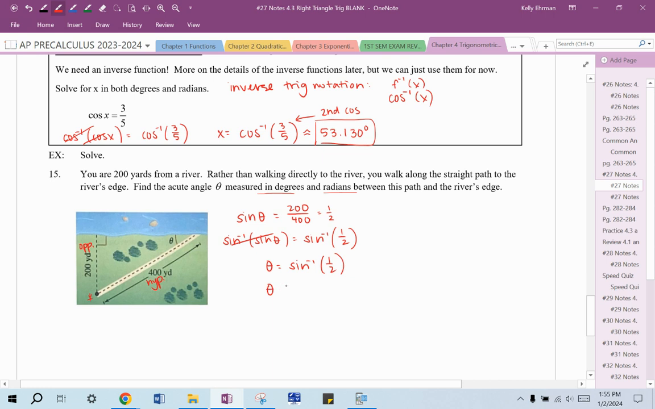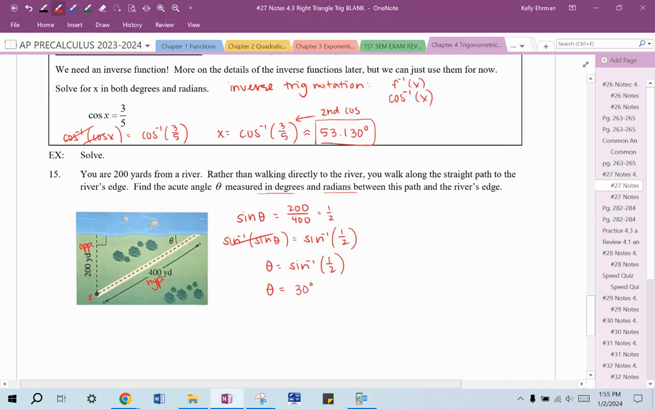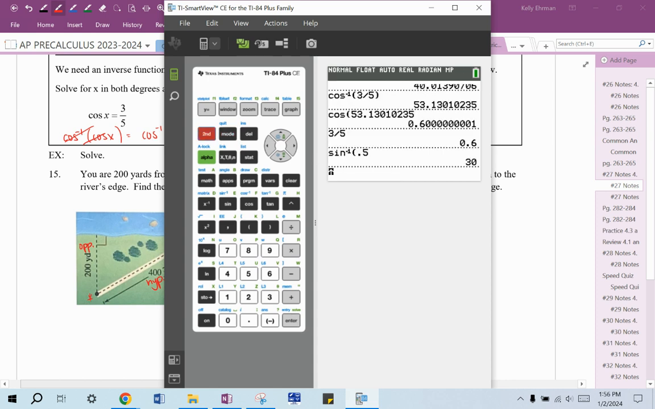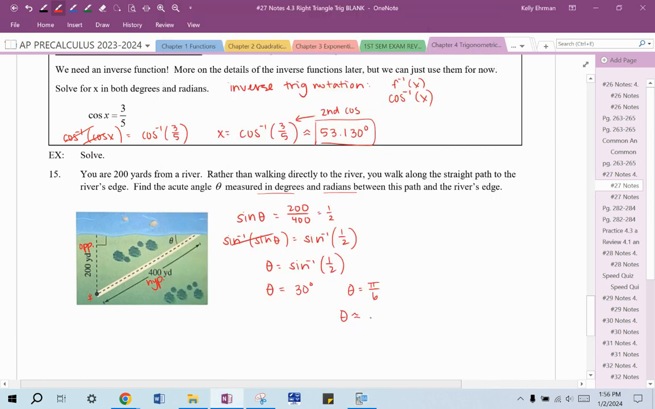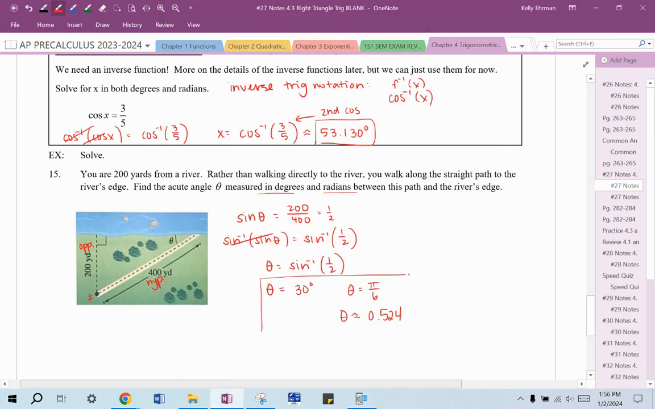Find theta in degrees and radians. So second sine 1/2, 30 degrees. I could convert that to radians. It's pi over 6. Or I could change the mode in my calculator. Kind of depends on how the answer is supposed to be given. Inverse sine of 0.5 in radians is 0.524. That's what pi over 6 calculates out to, right? We could check that. Yeah. So either way for this one.